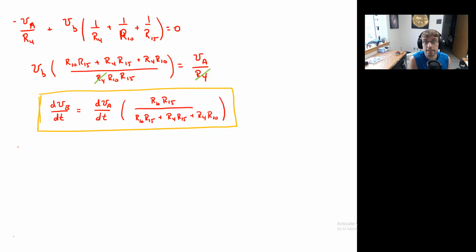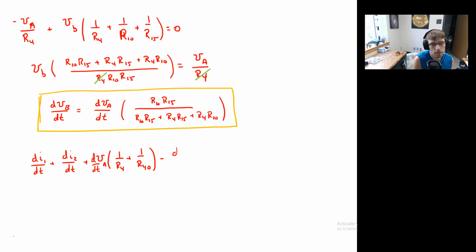Well, next step is we need a time derivative of equation A. And that would be di1/dt plus di2/dt plus, and I'll go ahead and pull the common terms again, we have 1 over R4 plus 1 over R40. Excuse me, this is VA. And then we have a minus, and I've already taken a time derivative here, so we have dVB/dt times 1 over R4. That whole rigmarole equals 0.